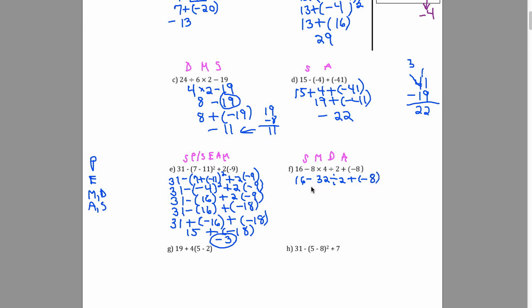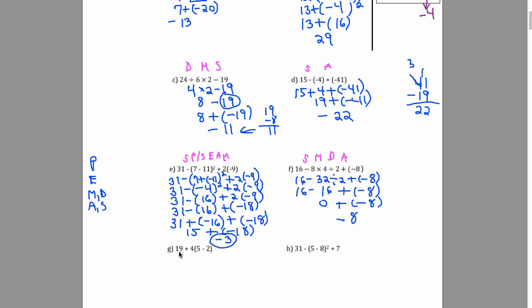Now we see we have subtraction, division, and addition. So the division will be first. 16 subtract 32 divided by 2. 16 plus a negative 8. Now we have left subtraction, addition. We do those left to right. 16 minus 16 is 0 plus negative 8. Now 0 added to any number just does nothing, right? We just still have the other number. So the final answer here is going to be negative 8.